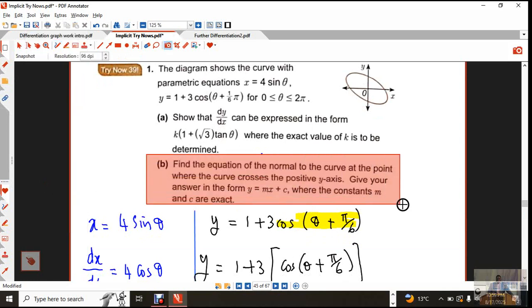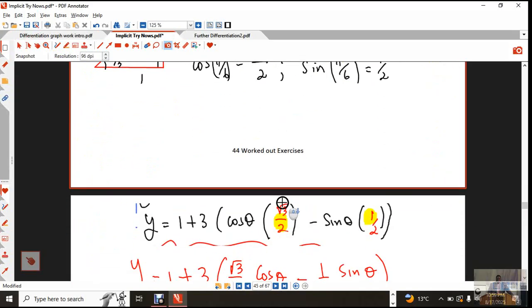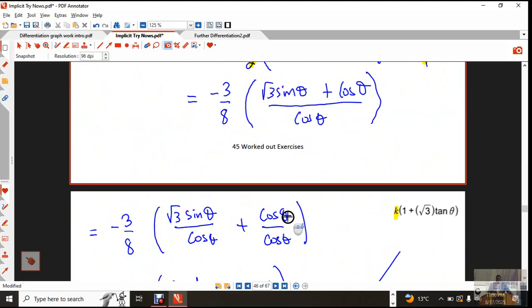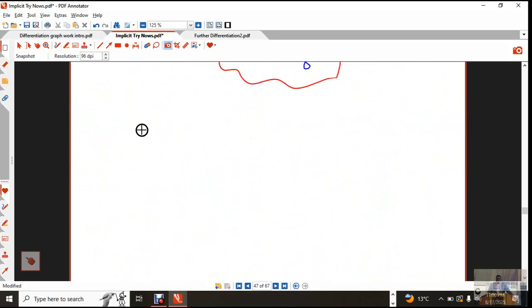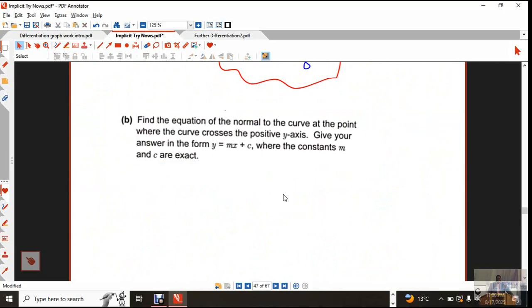Part B says find the equation. Okay, it's going to go all the way back down here. You can paste it here. All right, it says find the equation of the normal to the curve, where the curve crosses the positive y-axis. And let me just explain a little bit more what this scenario means.